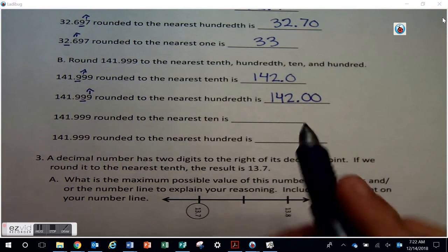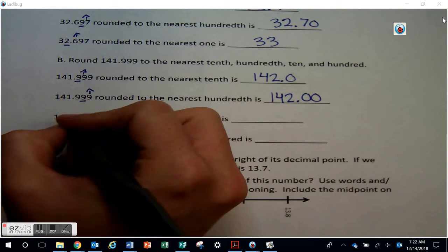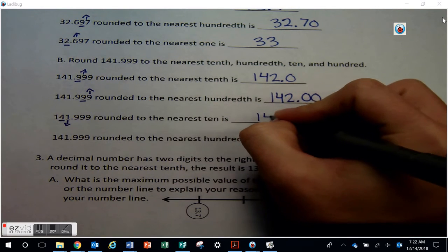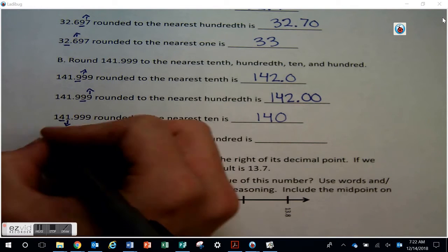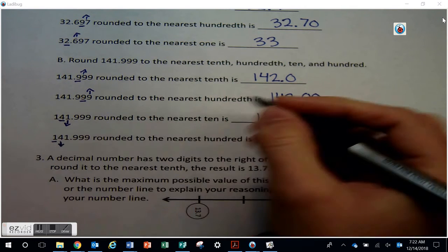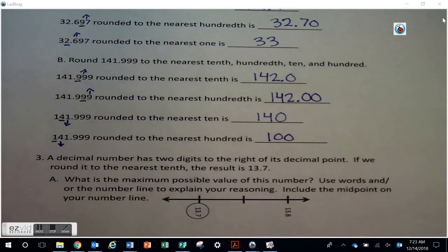Round it to the nearest 10. That 1 makes that 4 stay 4, so I would have 140. Round to the nearest 100. That 4 makes that 1 stay 1, so it would round to 100.